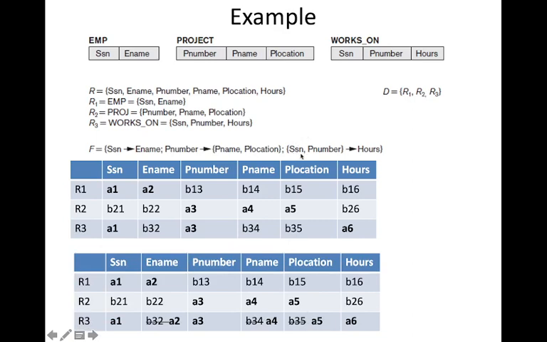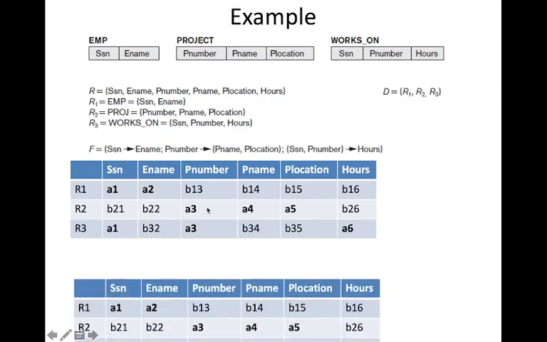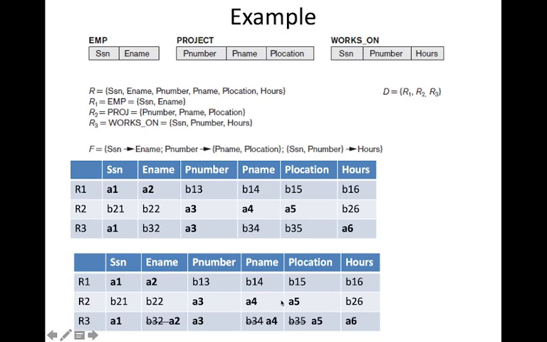Then after that, we have to check SSN comma P number. We check these rows again: that combination should have the same value. If you check A1 comma B13, here it is different, and here also it is different. So the X part is not the same in any of the rows, and we can stop the algorithm there.